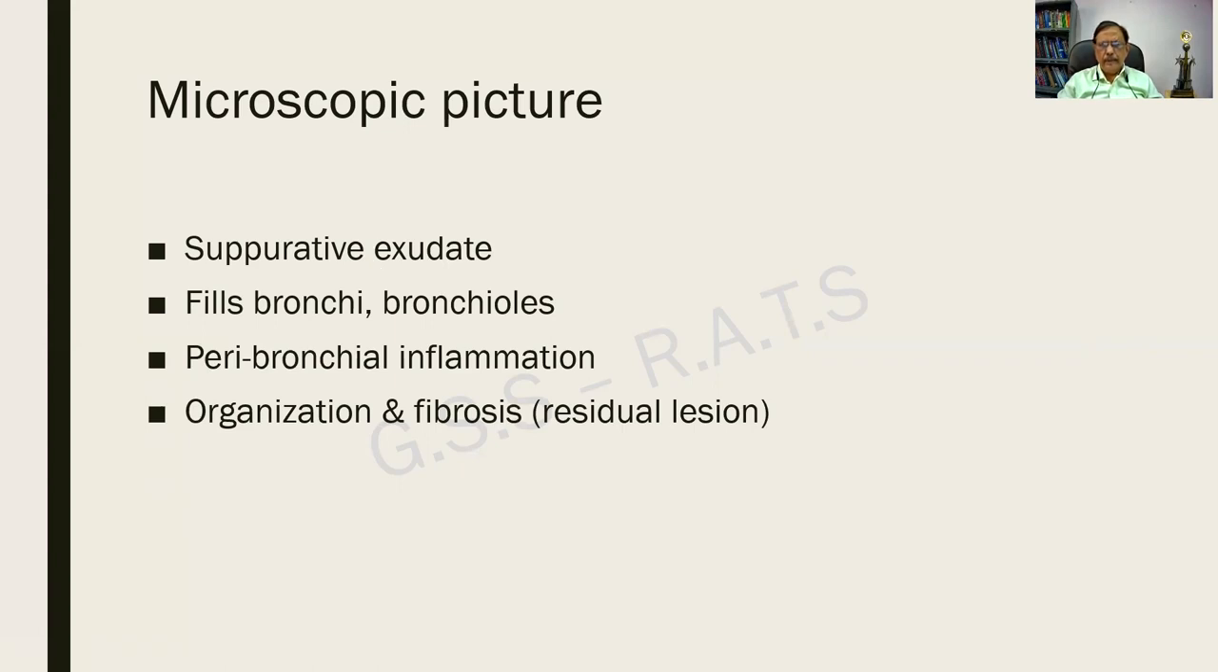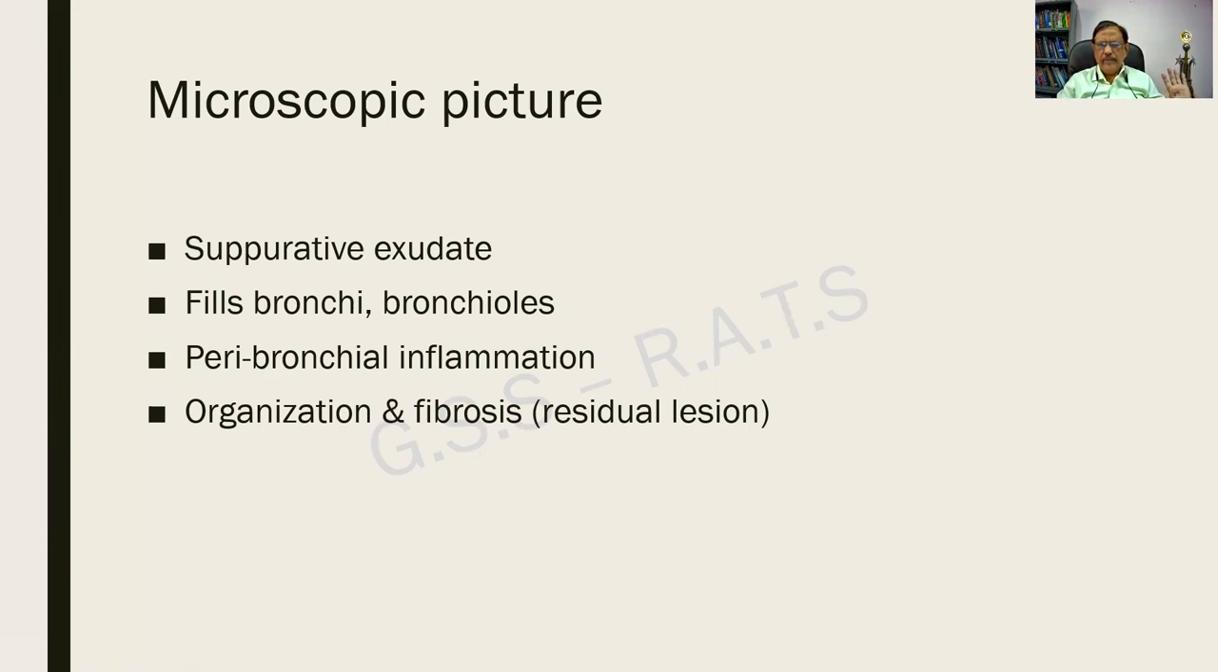Suppurative means purulent, pus. And exudate means there are a lot of inflammatory cells that can be seen. The suppurative exudate fills the bronchi and the bronchioles, not the alveoli. And there is also a peribronchial inflammation, surrounding it. And sometimes later on it can undergo organization or fibrosis, leading to a residual lesion.